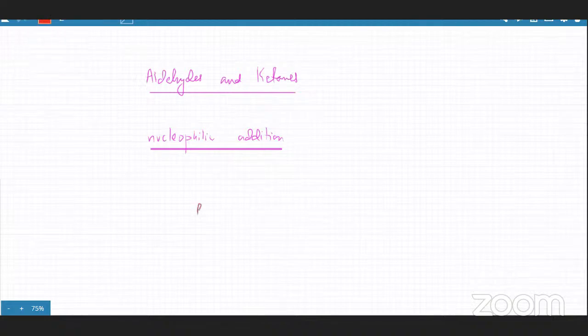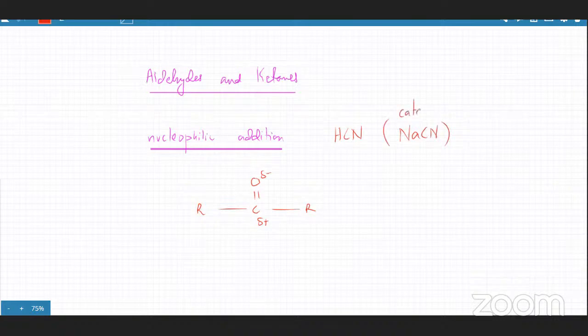What happens in nucleophilic addition is that if you have a ketone or an aldehyde, there's going to be a C double bond O. This is a highly polar bond. Carbon would be partial positive and oxygen would be partial negative. If you add these two things, HCN, that's your reagent, and NaCN, which is your catalyst in this case.